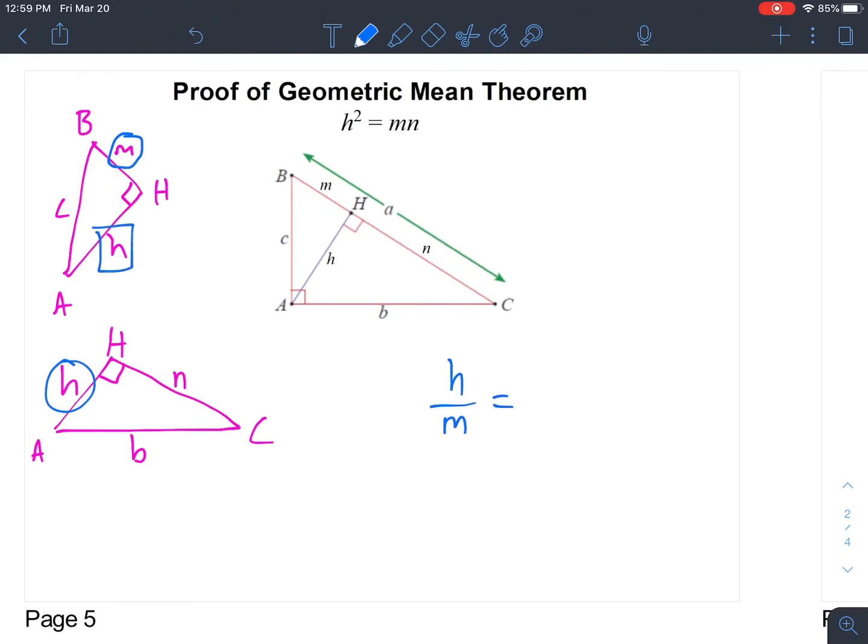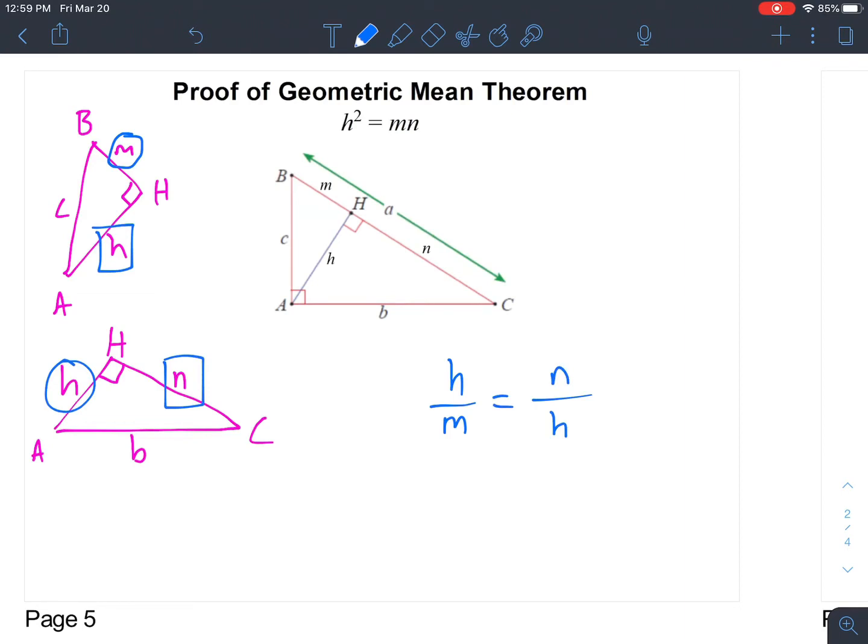However, I should be careful. M was on the bottom of the fraction because it's in the second triangle, the small triangle I should say. So I'm going to put H in the bottom for this as well. We have to make sure that we keep in this fraction everything from the bigger triangle on top, everything from the smaller triangle on bottom. Then for the second part, over in this triangle, the other leg that we did not use was N.